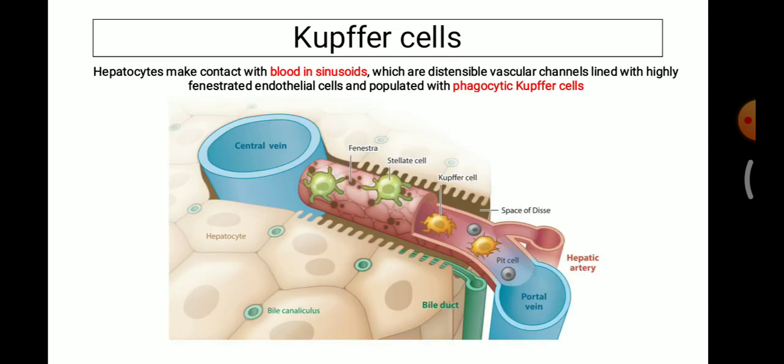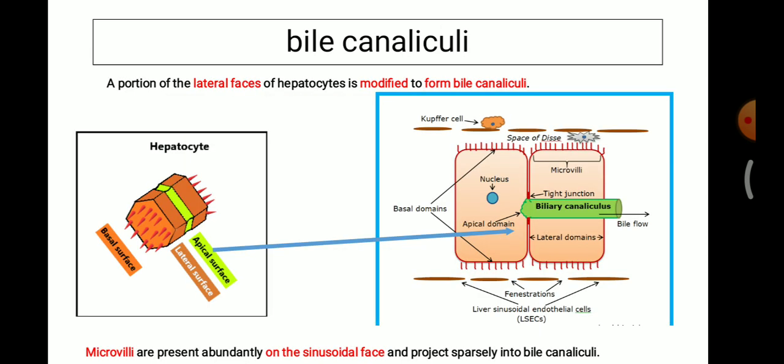Next is Kupffer cells. Hepatocytes make contact with blood in sinusoids, which are distendable vascular channels lined by highly fenestrated endothelial cells and populated with phagocytic Kupffer cells. This figure also explains where these Kupffer cells are located exactly. They are between, or in, the endothelial cells.